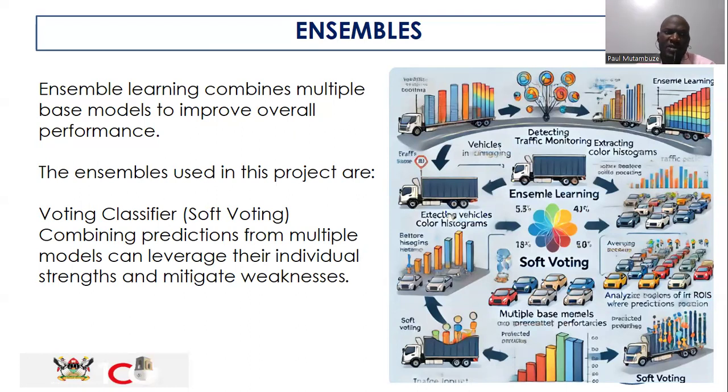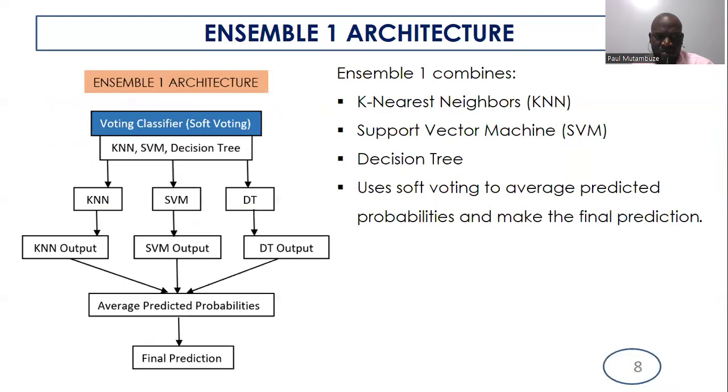of course, mitigating their weaknesses. So this model averages them to make a final prediction. So that is the ensembles. The first ensemble was combining the KNNs, then the support vector machines, and of course the decision trees.